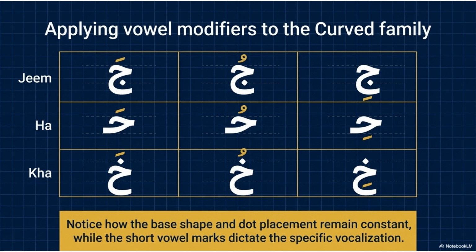Remember, the letter ha is a deep, breathy H sound, produced by pushing air from the middle of the throat, similar to making fog on a mirror. And the letter kha is a guttural sound, like clearing your throat.